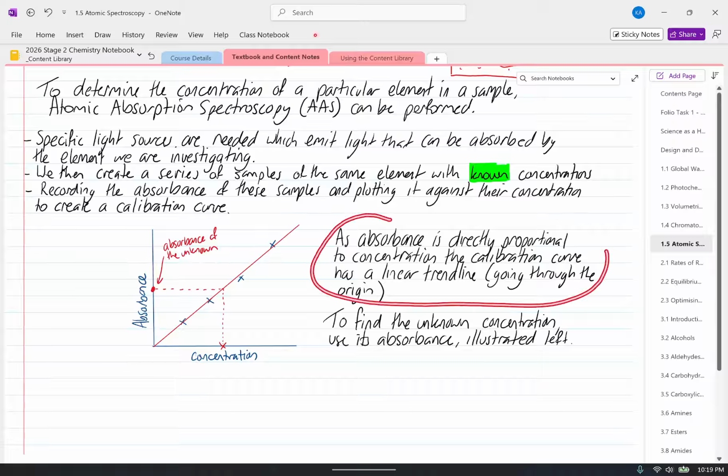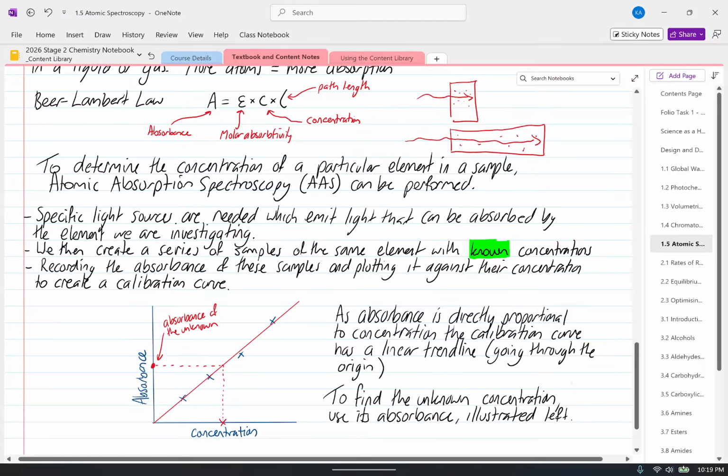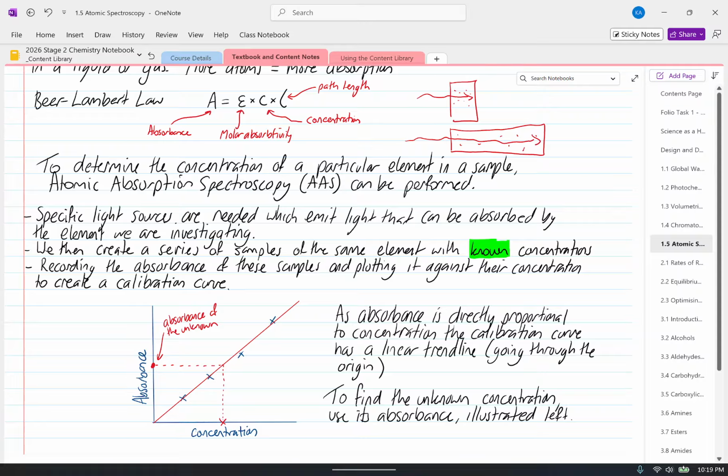Just a few points here that I've written down. Absorbance is directly proportional to concentration, as you can see from this equation. So A is directly proportional to C. So if you just plot the absorbance versus the concentration, as long as you keep the molar absorptivity the same, which it will be for the same element, and you keep the path length the same, which for the same machine or apparatus should stay the same. You shouldn't be messing with that.